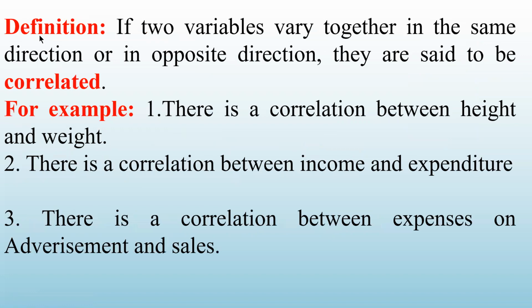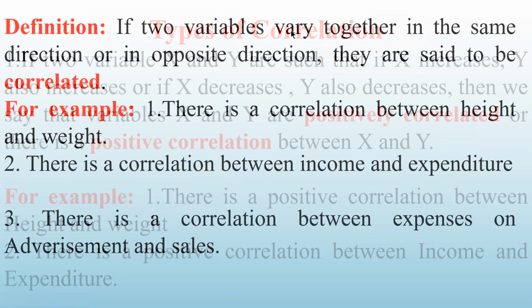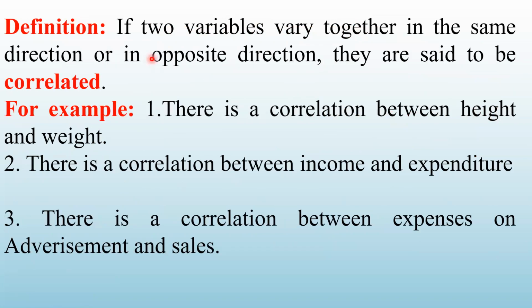So what is the definition? If two variables vary together in the same direction or in the opposite direction, they are said to be correlated. In the same direction meaning if x increases, y also increases. Opposite direction means if x increases, y decreases. So if they vary either in the same direction or in the opposite direction, they are said to be correlated.